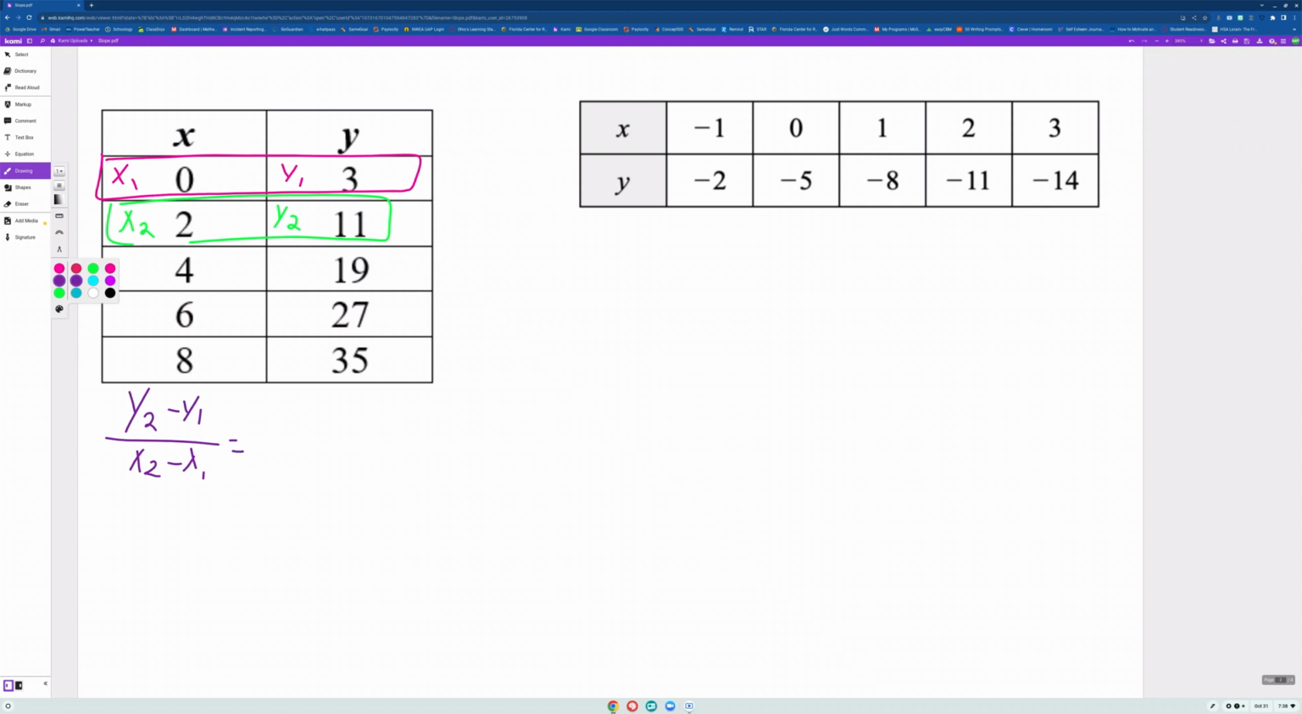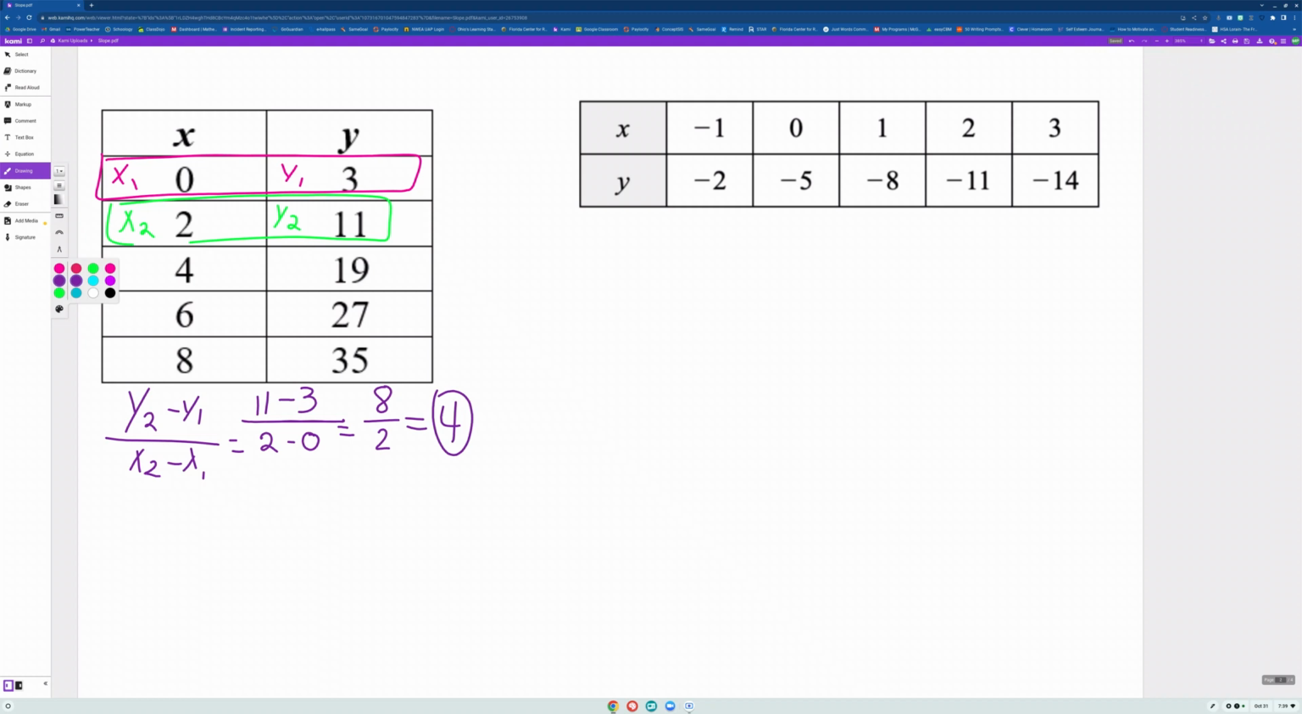Once I plug in my values, my y2 was 11. My y1 was 3. All over my x2 was 2. And my x1 was 0. So 11 minus 3 is 8. And 2 minus 0, 2 minus nothing is 2. Here, I can see that I can divide 8 divided by 2, which is going to give me a slope of 4. So let's go ahead and do this last one really quick.